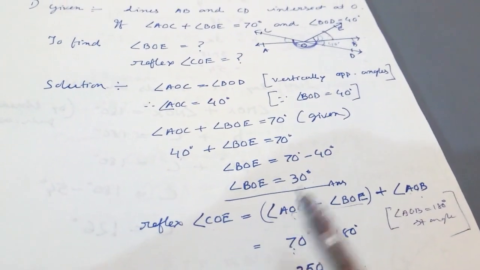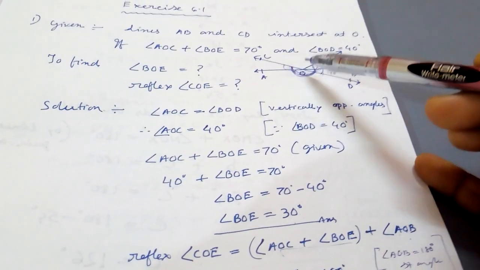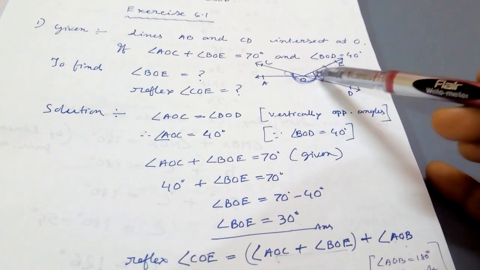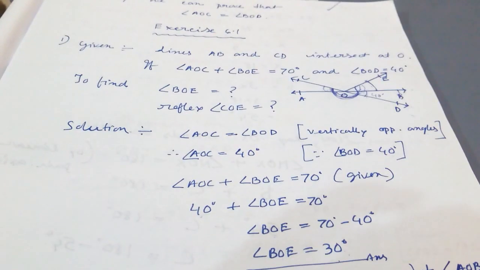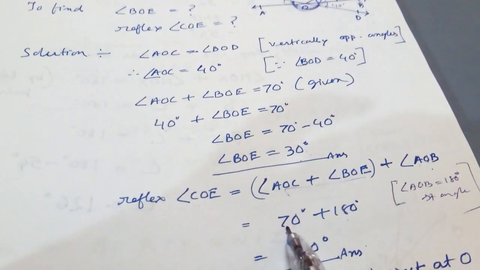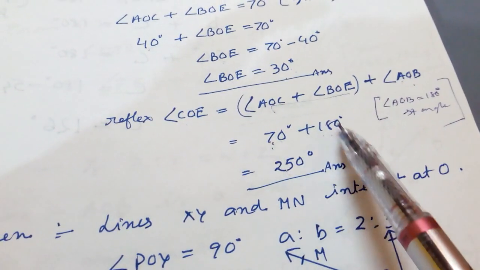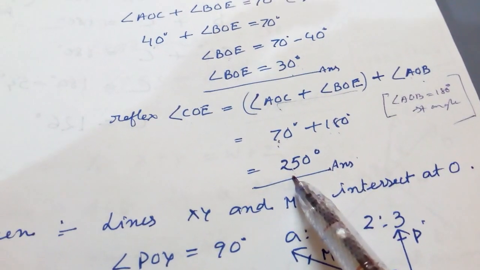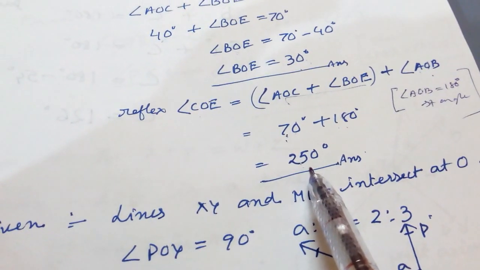Now, reflex COE. You see from the diagram, reflex COE means AOC plus BOE and angle AOB. AOC plus BOE is given as 70 degrees, and AOB is equal to 180 degrees. So we add 70 plus 180, we get 250 degrees. Now reflex COE is equal to 250 degrees.